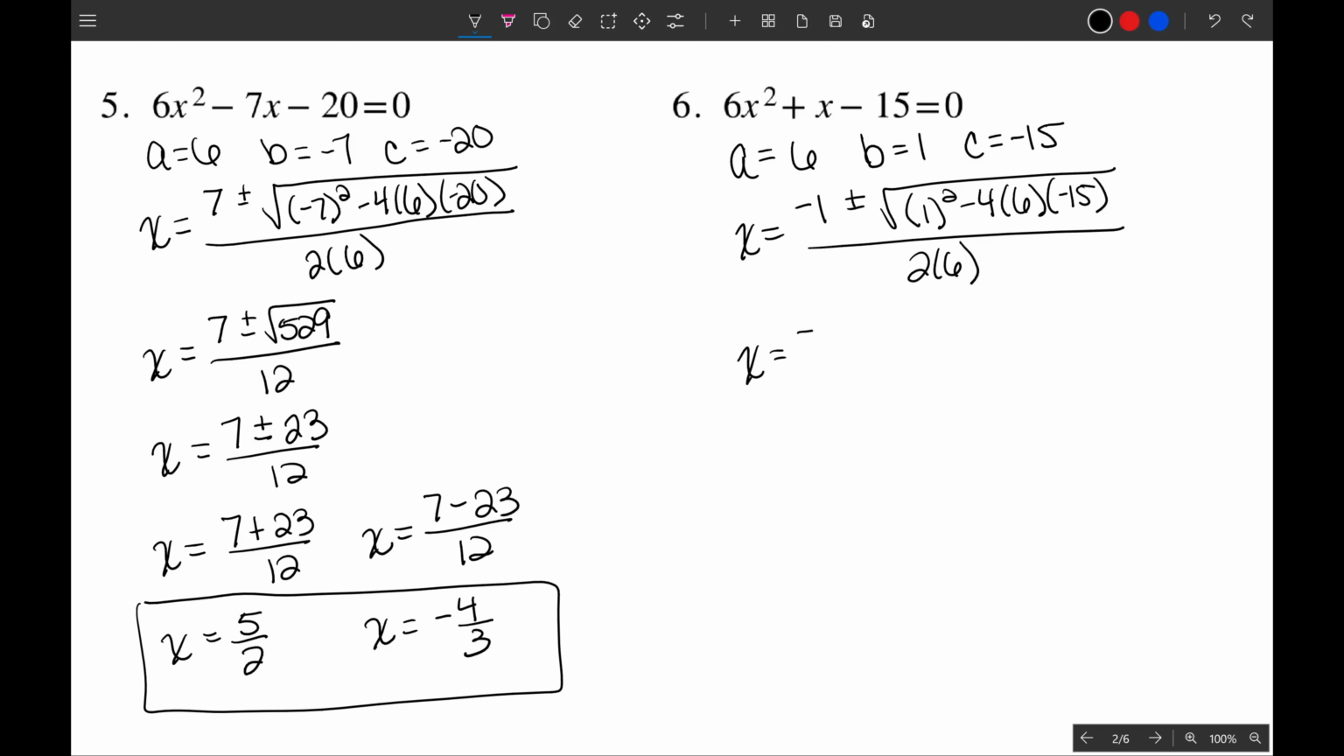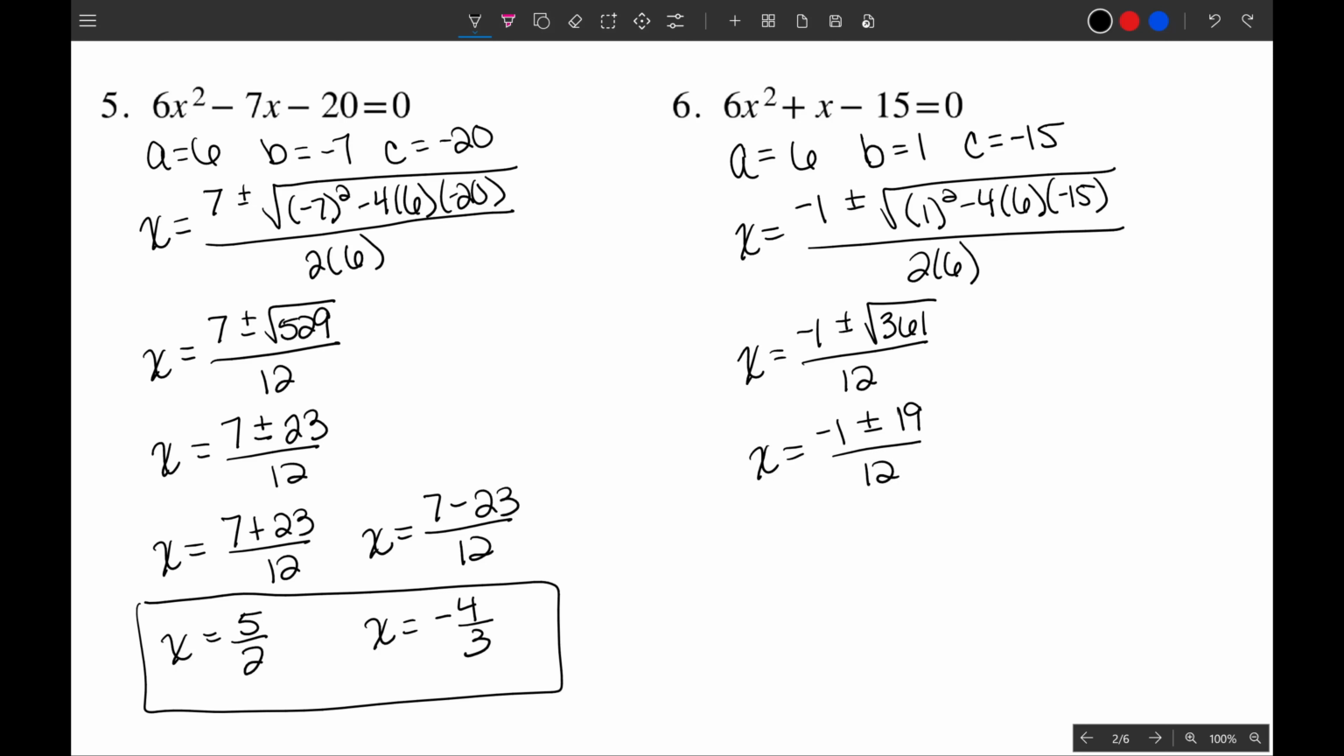So first we're going to figure out what the discriminant is. If we plug in the 1 squared minus 4 times 6 times negative 15, we get 361, all over 12. 361 is also a perfect square, so if we square root 361, we get 19.